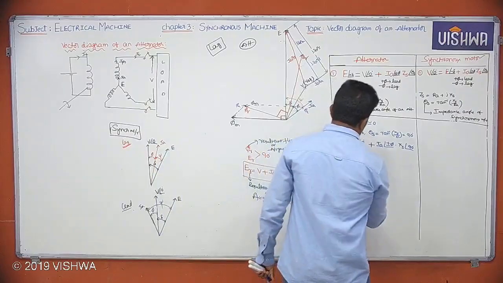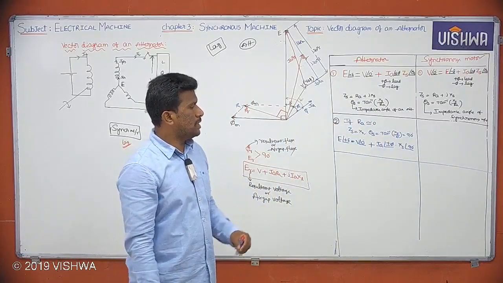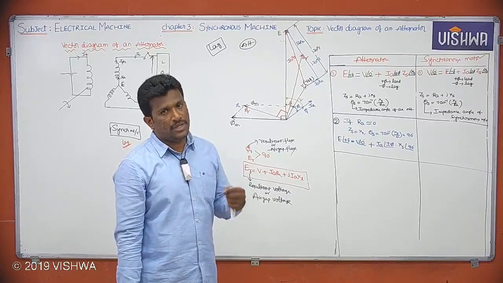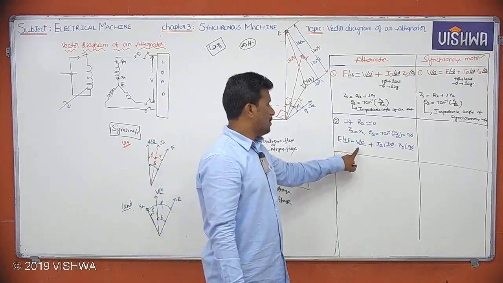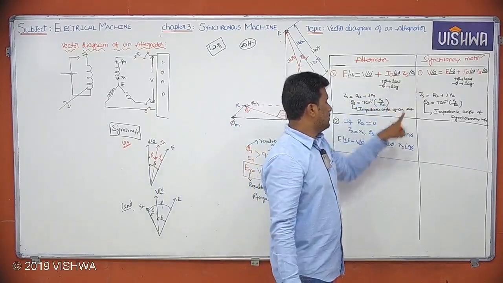Now tell me why I wrote this formula. In previous GATE questions, maximum questions they'll give by neglecting armature resistance. So at that time you should use this formula. Simply replace ZS with XS, replace theta S with 90 degrees.